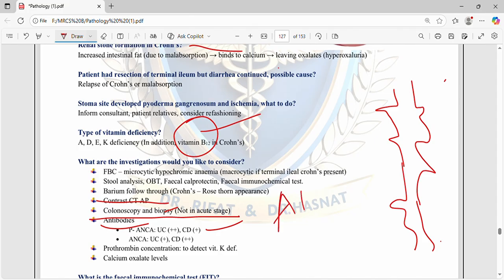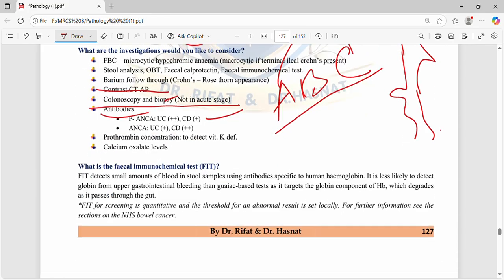Remember, in the alphabet we say A, B, C. So A-ANCA is more with C. Prothrombin concentration to detect vitamin K deficiency, and calcium oxalate levels as well.